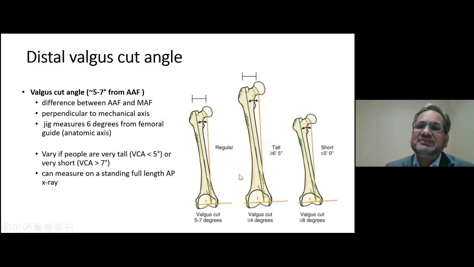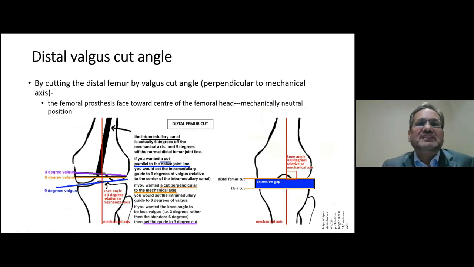So if somebody is very tall, 5 feet, 6 feet, 5 inches, or something, this is just really arbitrary, we might need to have a small angle. If it's somebody of short stature, we need to increase the angle. When you do a distal cut angle, basically your femoral component will be facing towards the femoral head. That's really very important. Next time you do a knee replacement, just have a look.